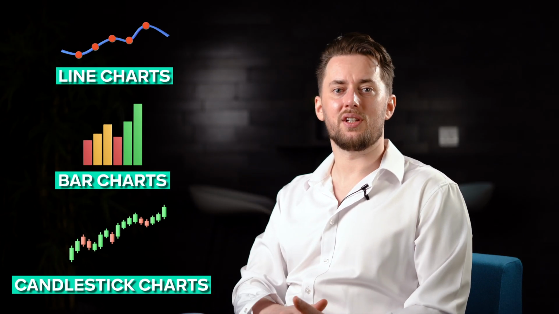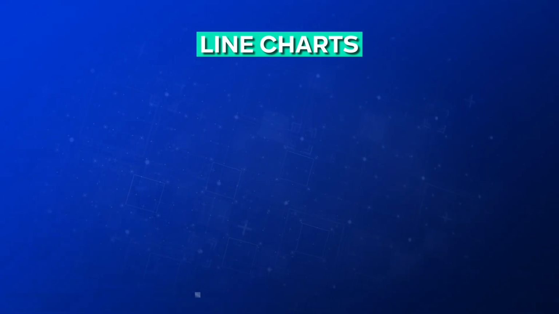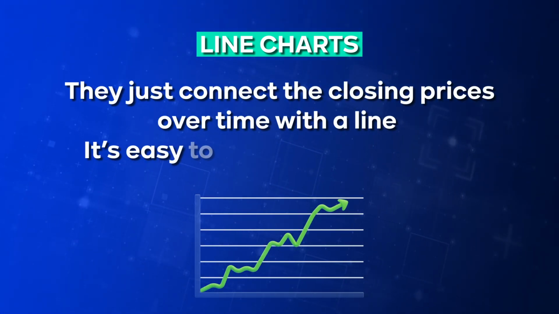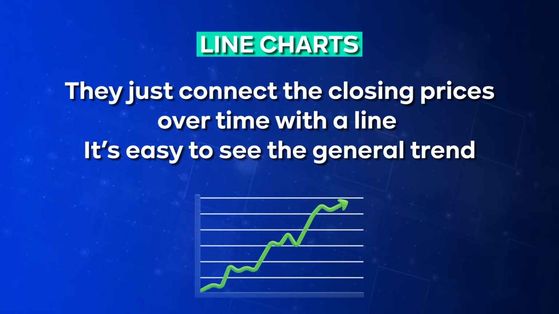Types of trading charts. First up, let's talk about the types of trading charts you'll come across. There are three main ones: line charts, bar charts, and candlestick charts. Line charts. These are the simplest. They just connect the closing prices over time with a line. It's easy to see the general trend, but you won't get much detail on what happened during each day.